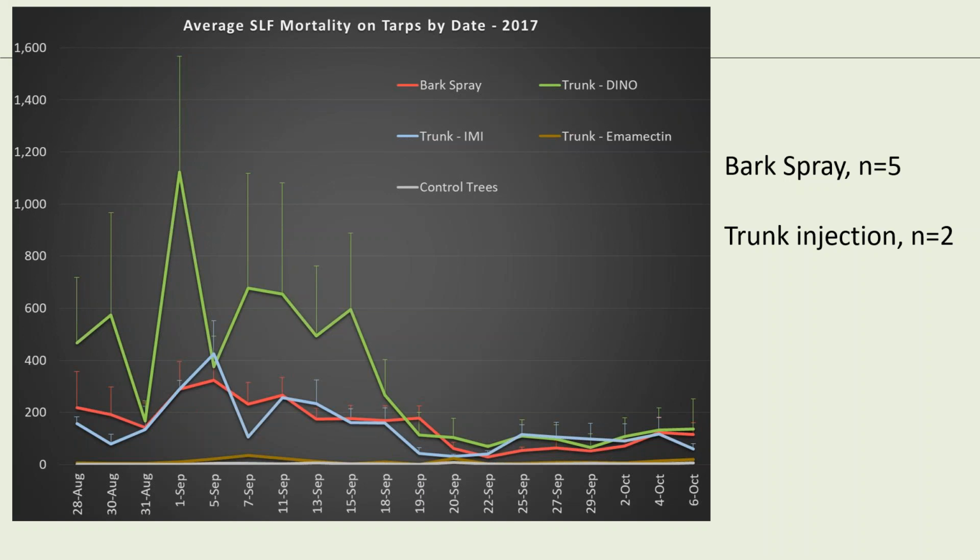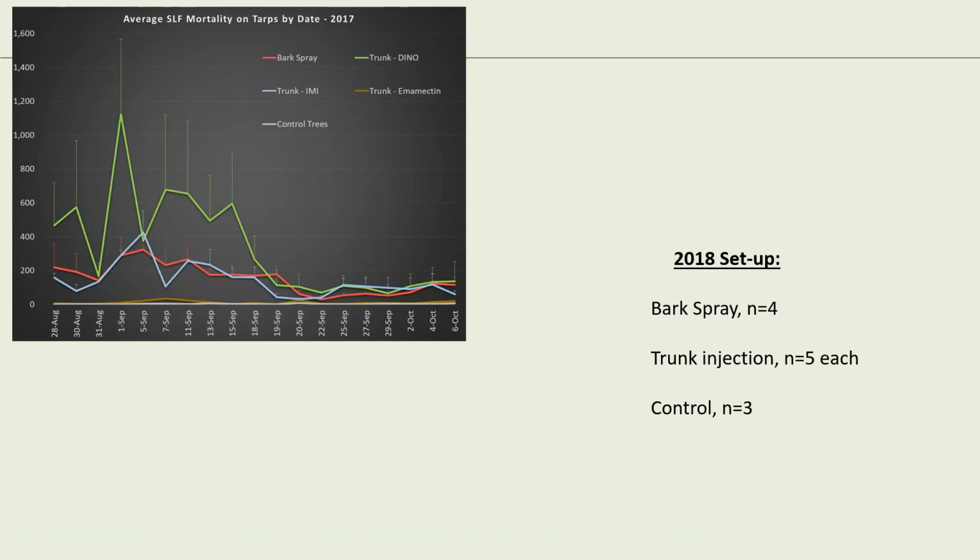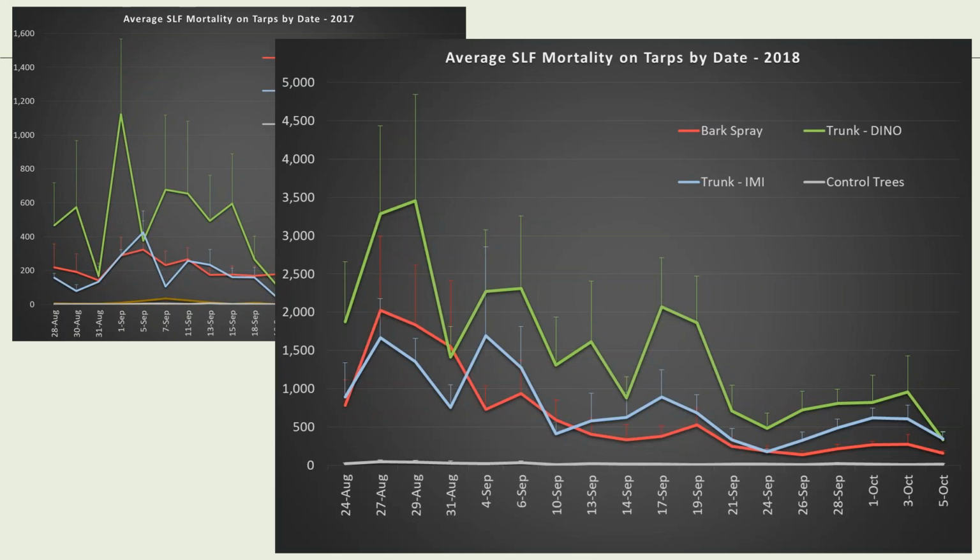We repeated that again in the following year, and just because of the statistics and having problems with replication between the treatments, we tried to increase how many trees that we had of each. We dropped the ones that weren't working and increased the other ones that seemed to work well. And so we had a setup of bark sprays, and then the trunk injected of the Dinotefuran and the imidacloprid. And this is what we saw in 2018. You can look right away at the scale. For that 6-week period, we had over 250,000 insects that we counted on the tarps over that period of time.